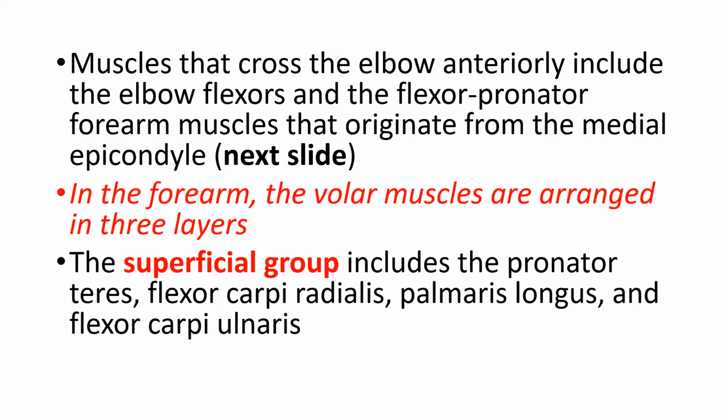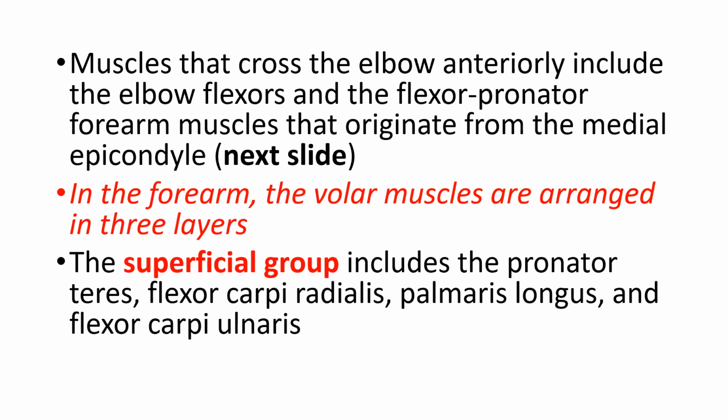Muscles that cross the elbow anteriorly include the elbow flexors and the flexor-pronator forearm muscles that originate from the medial epicondyle. In the forearm, the volar muscles are arranged in three layers. The superficial group includes the pronator teres, the flexor carpi radialis, the palmaris longus, and the flexor carpi ulnaris.